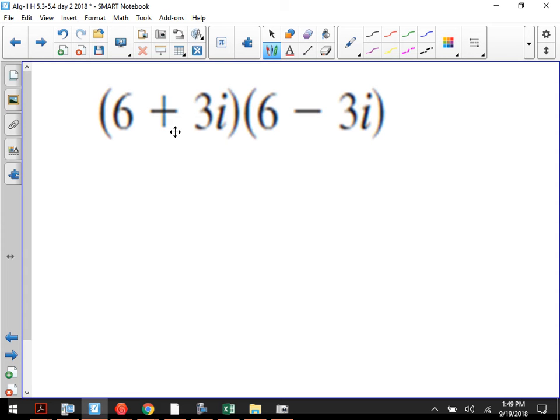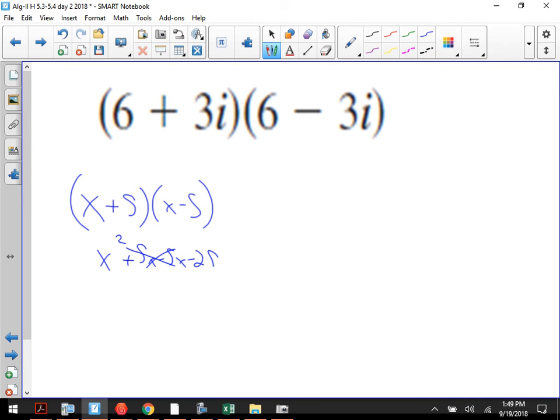Now, if you recall, what would have happened if it was x plus 5, x minus 5? There'd be no middle term. You want to be in the difference of squares, right? If you FOIL it out, you have x squared plus 5x minus 5x minus 25. Middle terms go out, and you get just x squared minus 25. That's still called a difference of squares, but watch what happens when you have the i values.